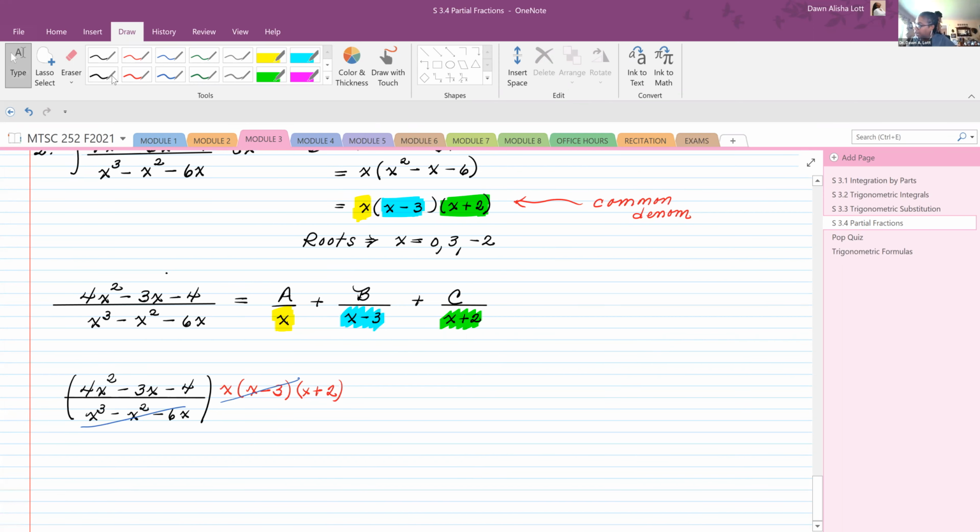Okay. On the right-hand side, though, I have A over x plus B over x minus 3 plus C over x plus 2. And that has to multiply by the common denominator, x times x minus 3 times x plus 2. Okay, so I want you to multiply that out. When you get your little x factors, don't expand them. Just leave them like they are. And I'm going to take attendance.